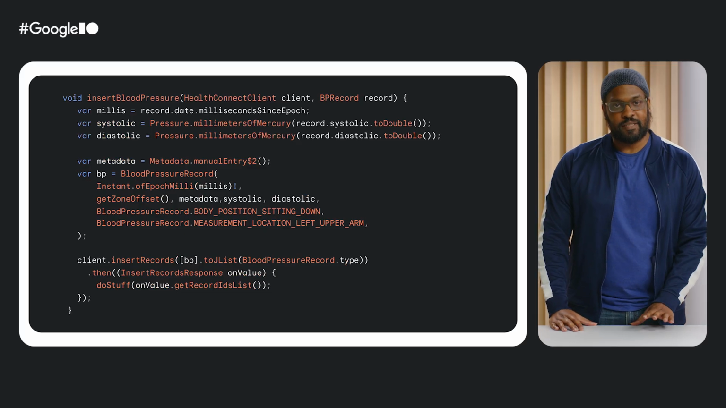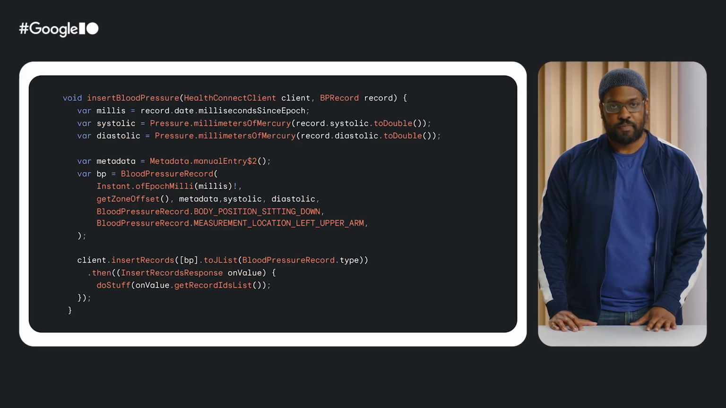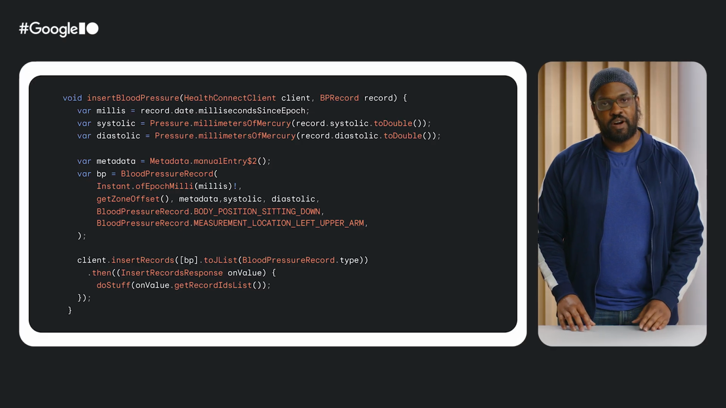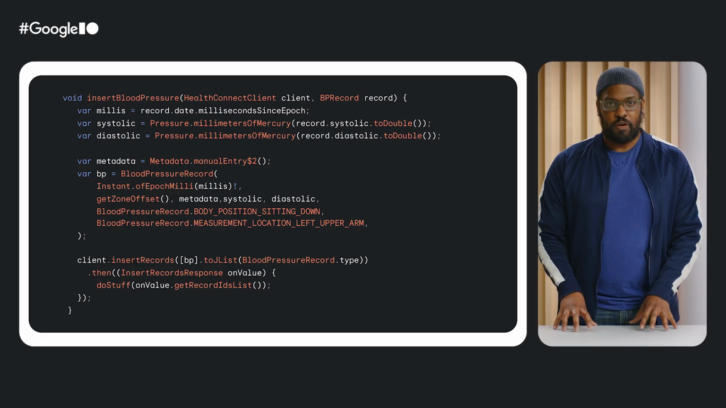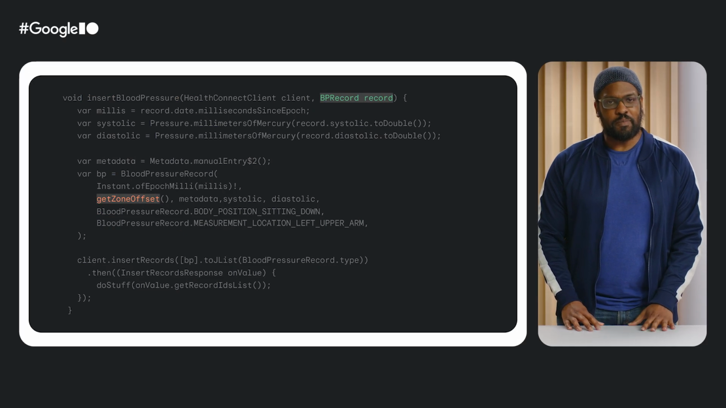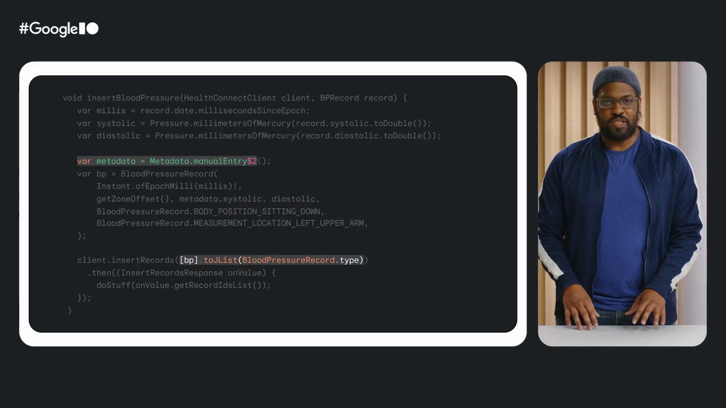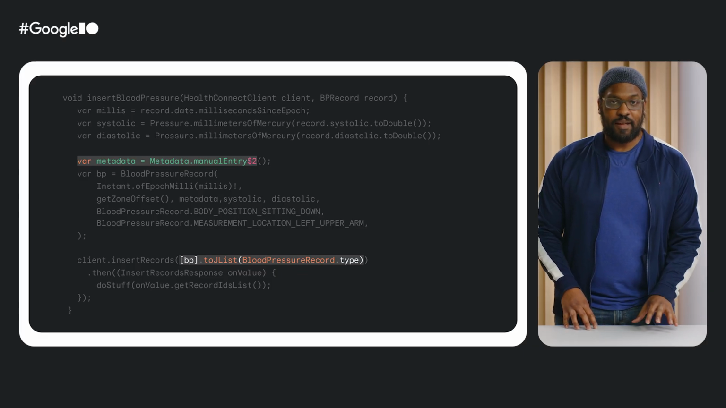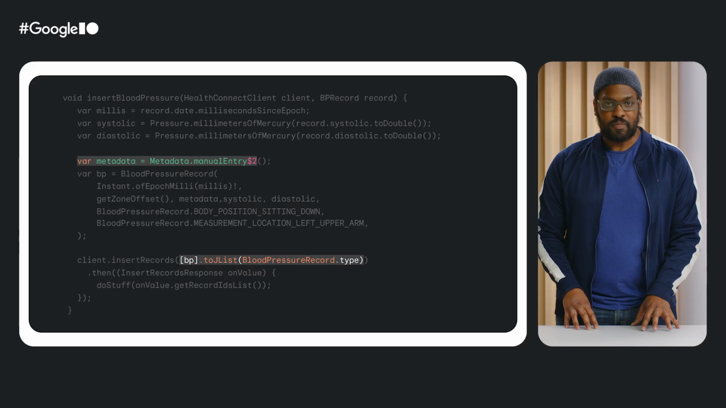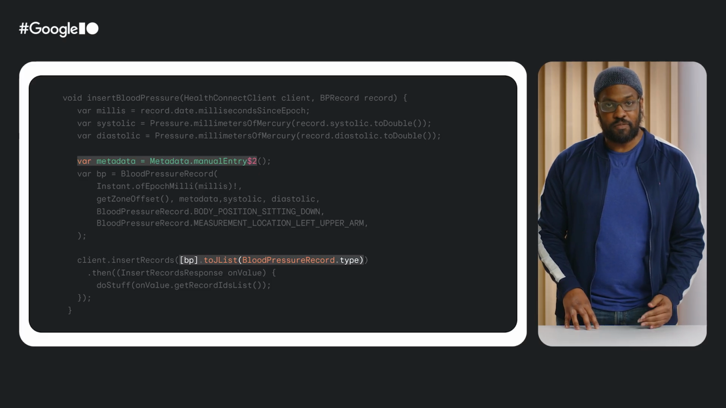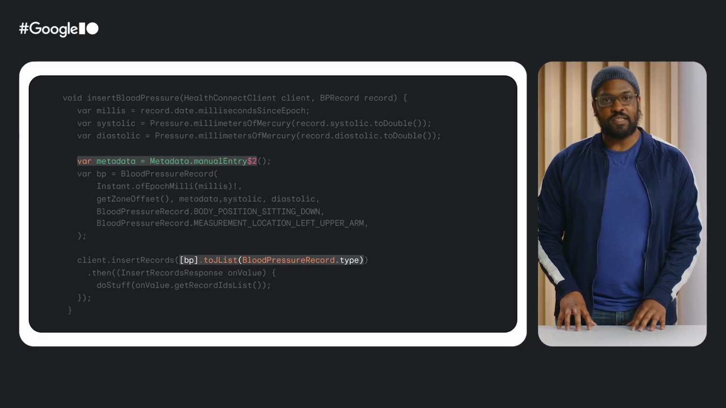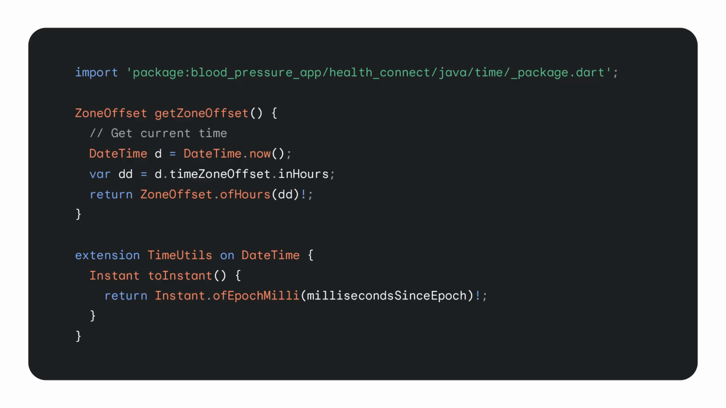Let's look at an example using JNIGen code. In this code to insert a blood pressure record, it's mostly imperceptible from Dart code. In fact, only BP record and get zone offset originated as Dart code. We have two small JNIGen artifacts, the metadata.manualEntry function call, which has a $2 suffix on it, and the conversion of a list into a typed JList. We can freely mix types from Dart and JNIGen.